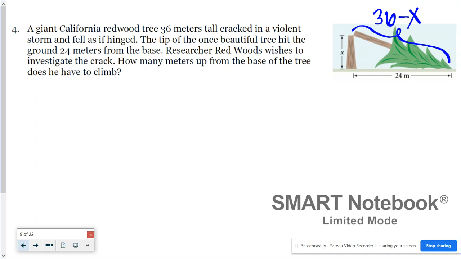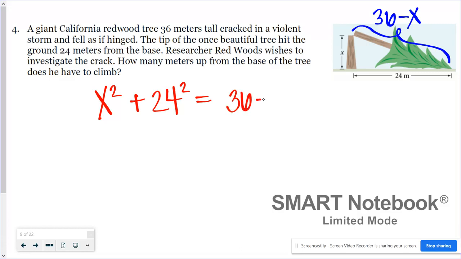I can use the Pythagorean theorem here, even though there seem to be more unknowns than we're accustomed to. The Pythagorean theorem says leg squared plus leg squared is hypotenuse squared. So I'm going to do that. One of my legs is x, so x squared. And then the other leg is 24. And then the hypotenuse is 36 minus x, but then I do need to square that.